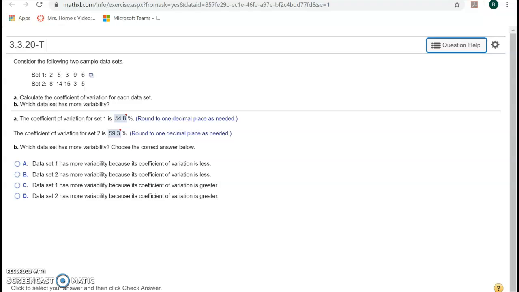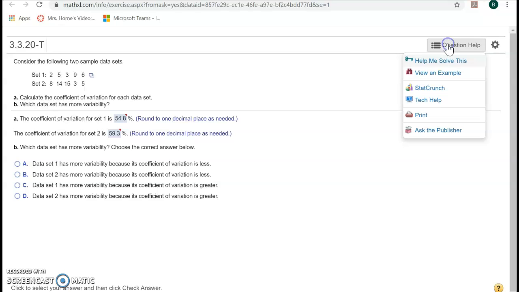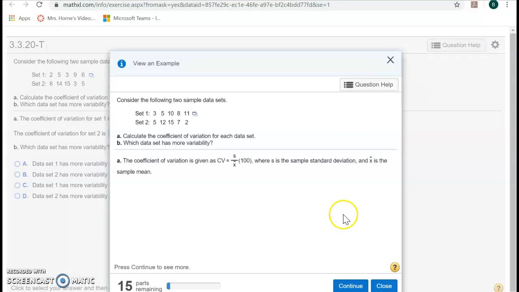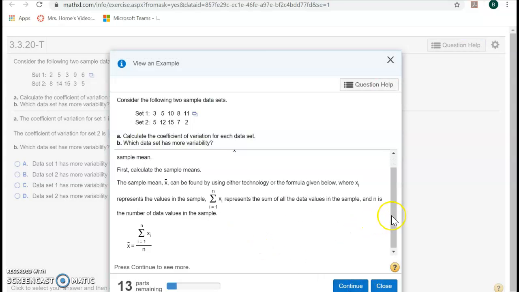Okay, this is help with chapter 3, 3.3.20, and we are being asked to calculate the coefficient of variation for each data set. And we want our coefficient of variation to be rounded to one decimal place, but we need to look at our example to see what we want.